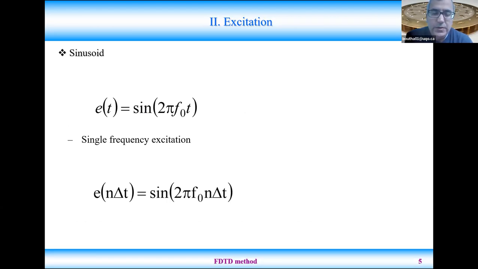This type of excitation is not used a lot in FDTD, because FDTD is a time domain method. You can have a wide band frequency solution, but for some problems you may have to use this type of excitation. So we have to discretize in order to introduce the excitation in FDTD. Then we write E of n delta t equals sin(2πf0 n delta t).